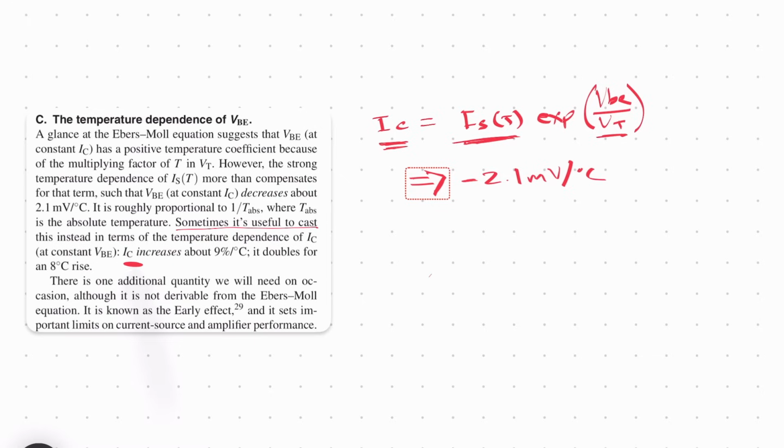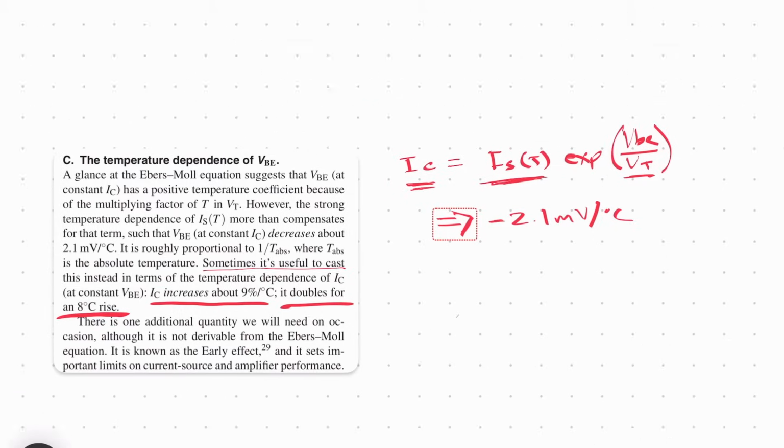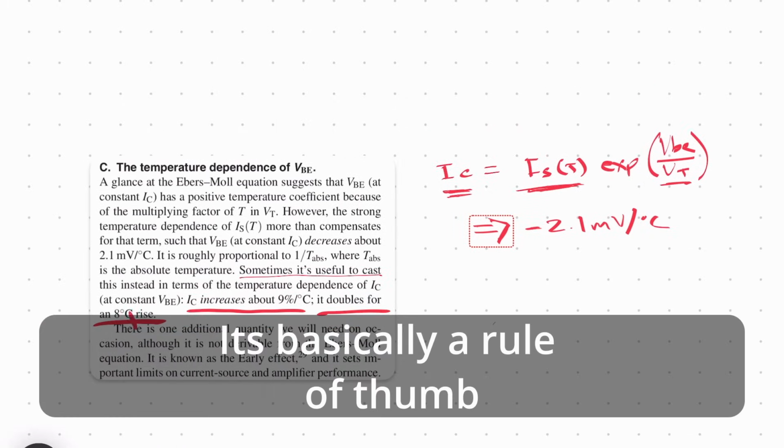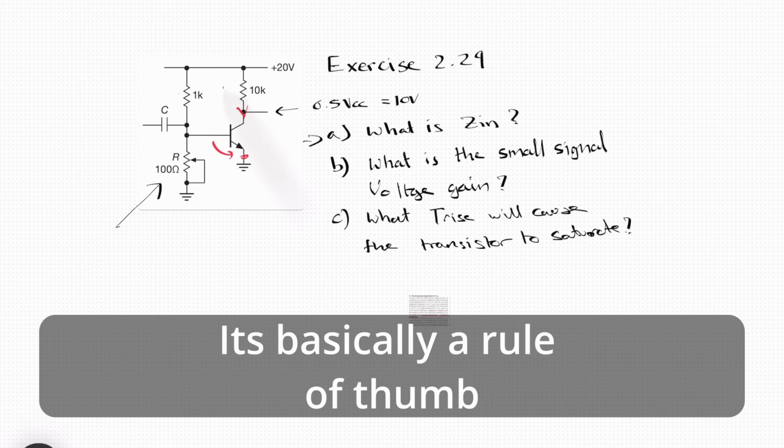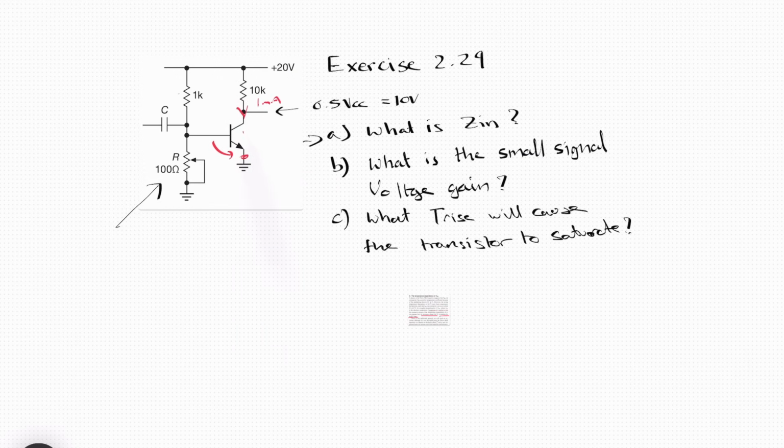Now, what this says after is that IC decreases about 9% per degree C. And it doubles for a change of 8 degrees of rise. So now we can use this part of this explanation to answer the question. So we know that we have 1 milliamp flowing down this path over here. Now, in order for the transistor to saturate, we need about 2 milliamps flowing down this path.